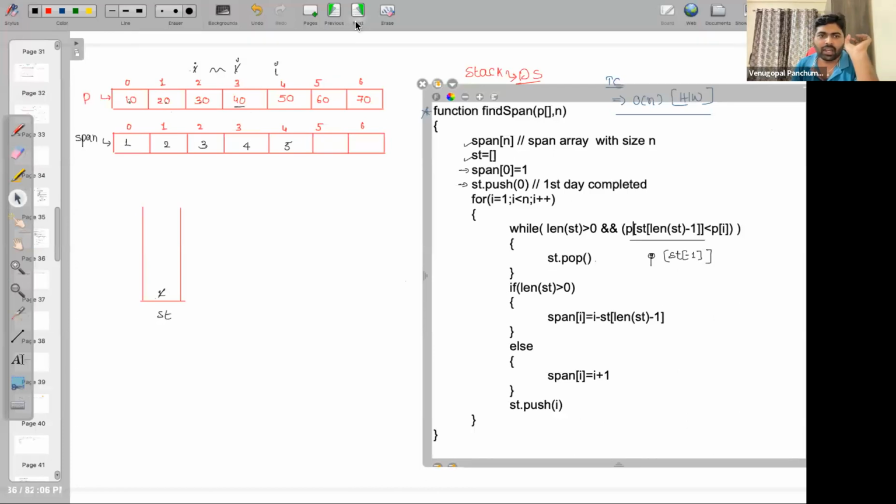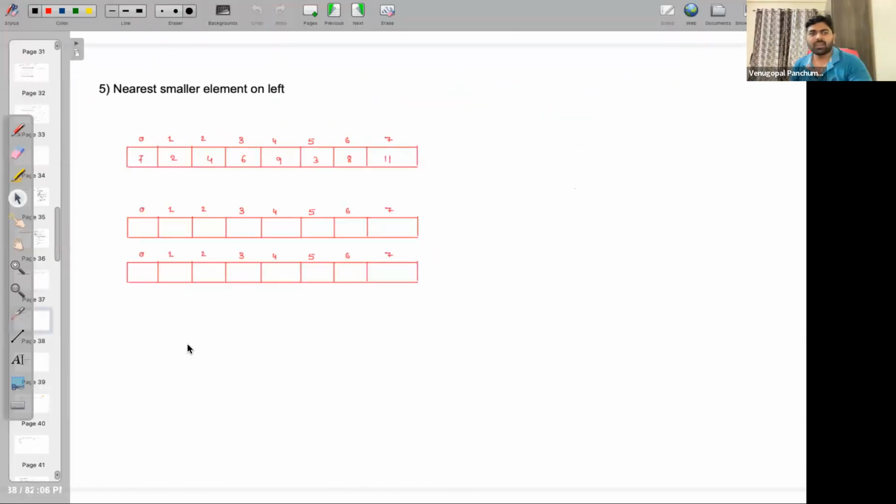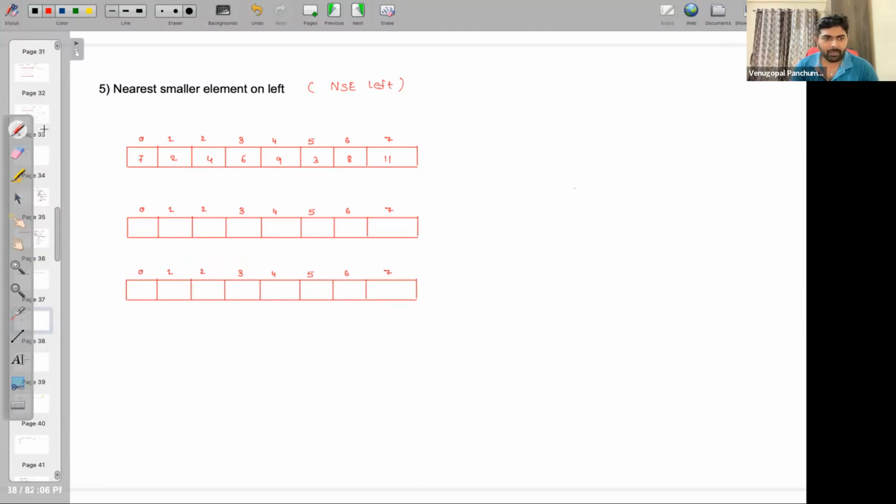Okay, now let me take a new problem, that is, nearest smaller element on the left side, friends. In short, we are going to call this nearest smaller element, NSE, to its left. Let me explain first by taking one example so that it will be more clear. This is the input array, and the number of elements is equal to 8.